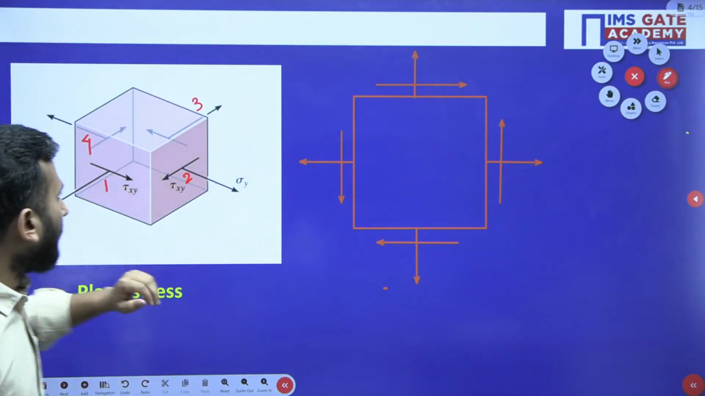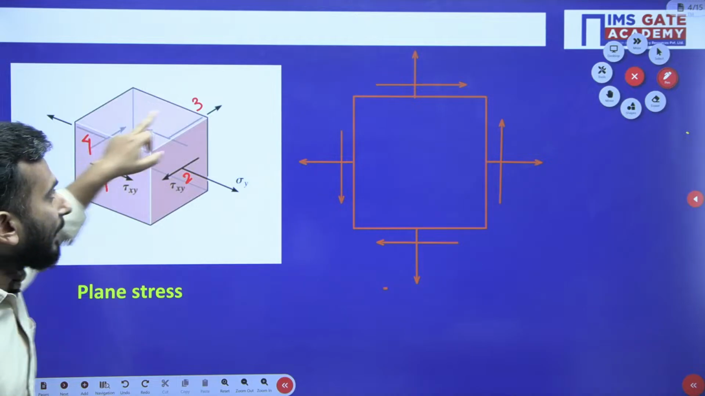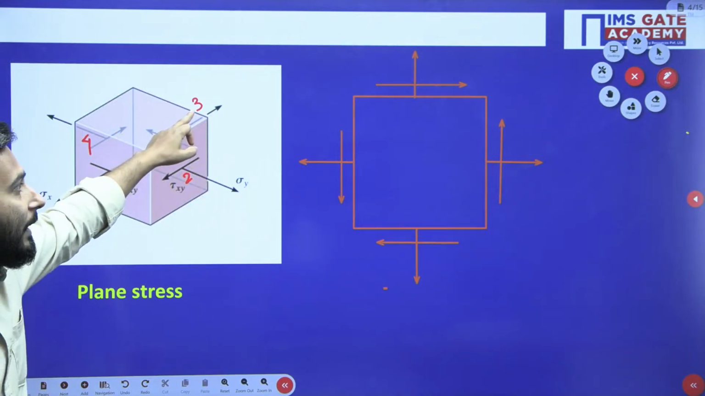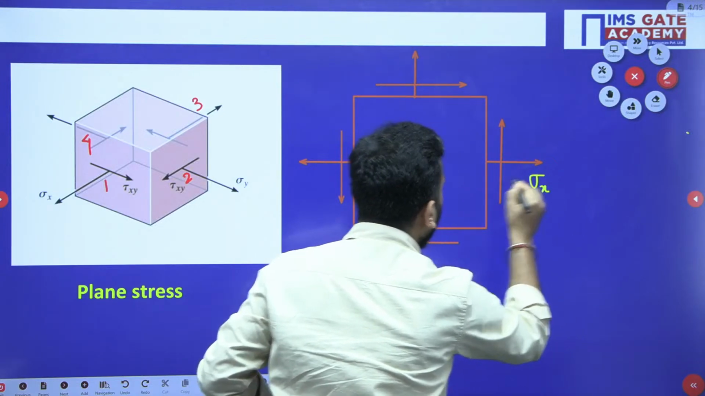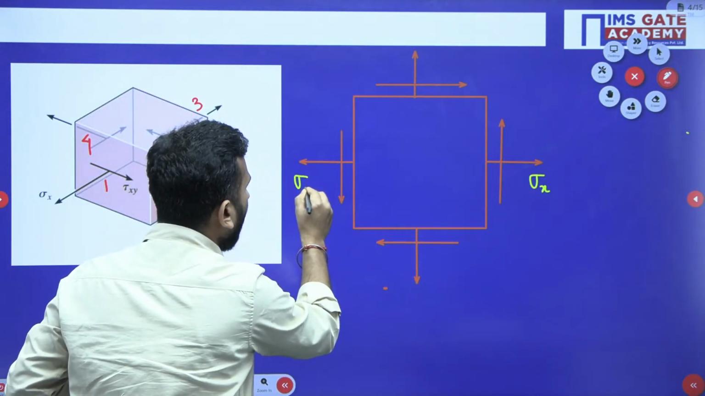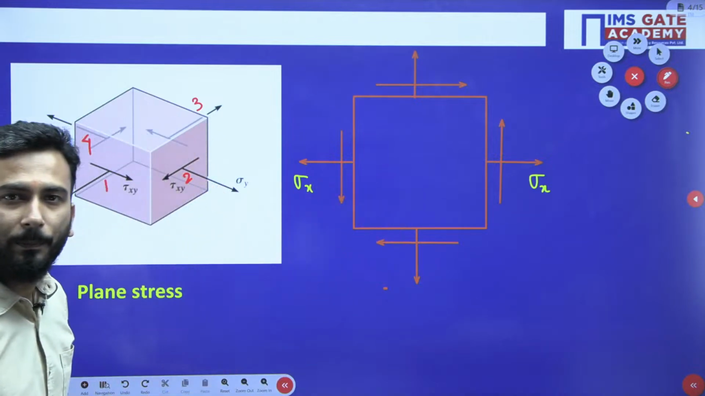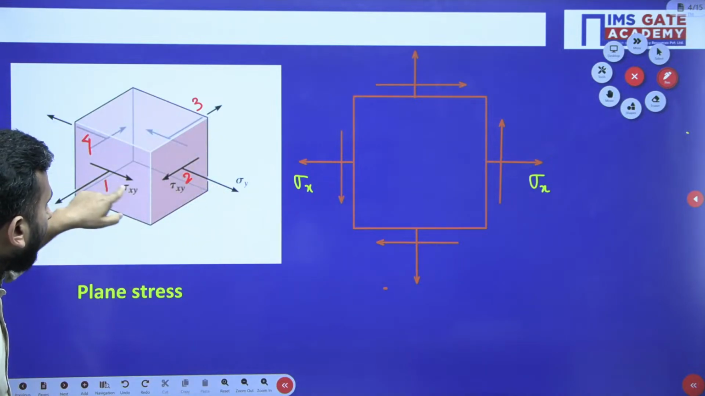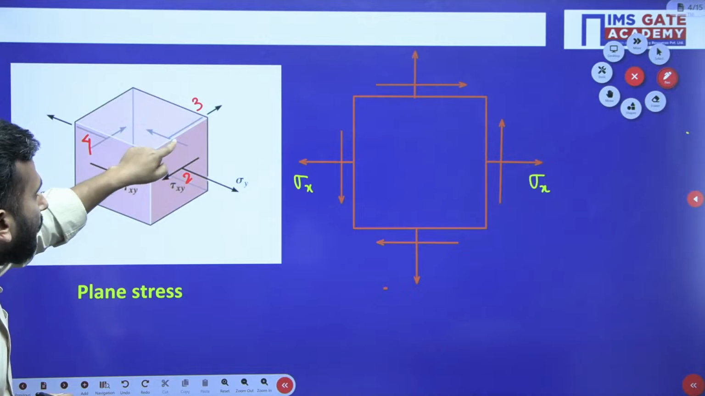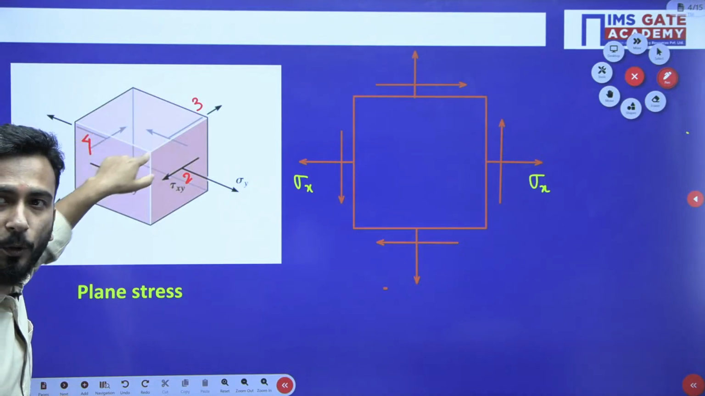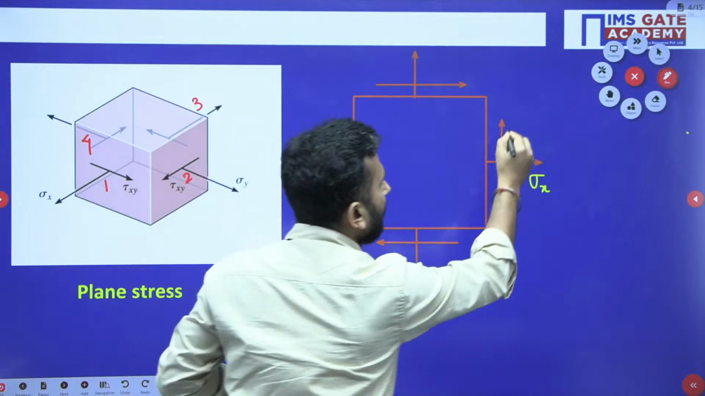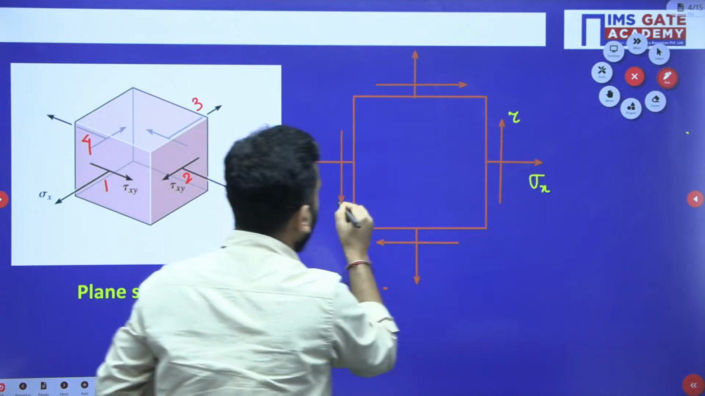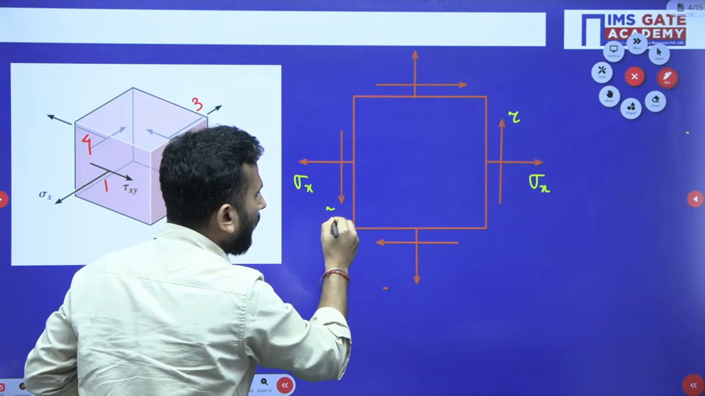So for example, if I have to represent sigma x, on faces 1 and 3, how will I show it? This is your sigma x and this is your sigma x. 1 and 3 done. Shear stress on both 1 and 3, you can see on both faces. I have drawn it, you can clearly see that this is your sigma and this is your tau, and this is your tau.